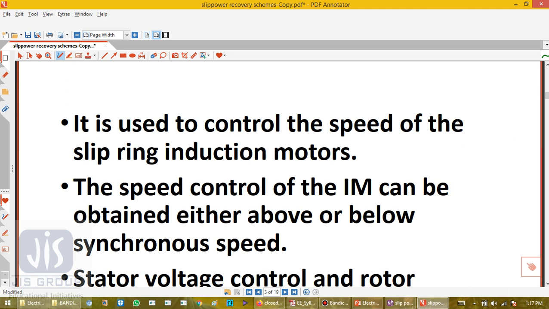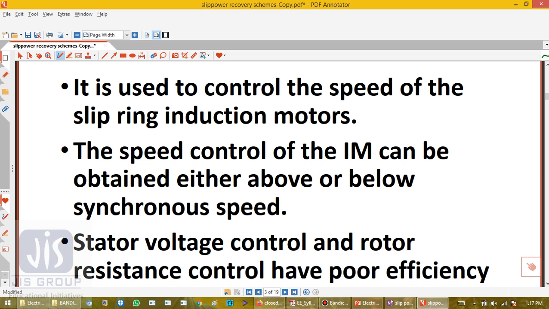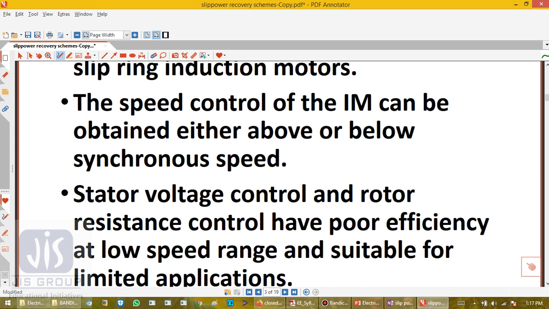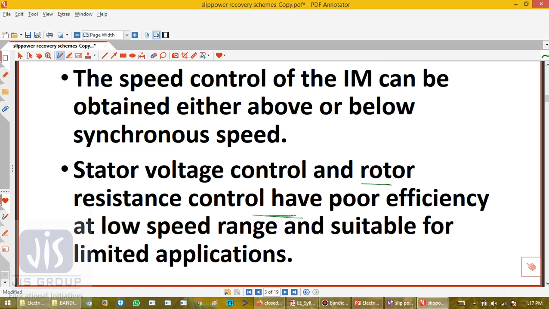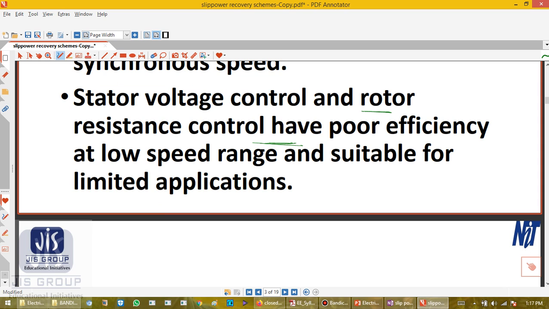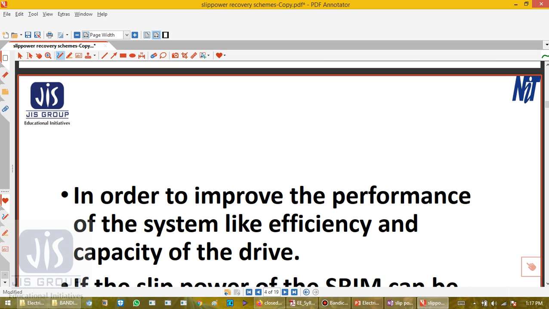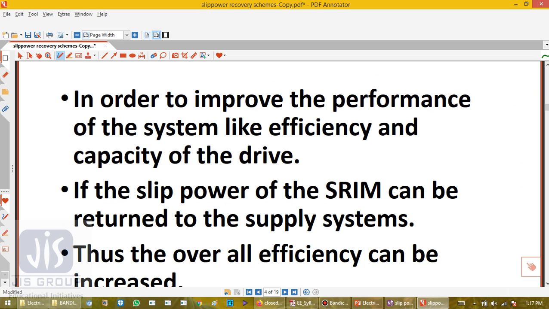It is used to control the speed of the slip ring induction motor, which I have mentioned. The speed control of induction motor can be obtained either above or below synchronous speed. I have mentioned stator voltage control and rotor resistance control have poor efficiency. As I already mentioned in my previous class, rotor resistance control has poor efficiency because of the wastage of power at low speed region. It is suitable for limited application, only for intermittent load, which is restricted.